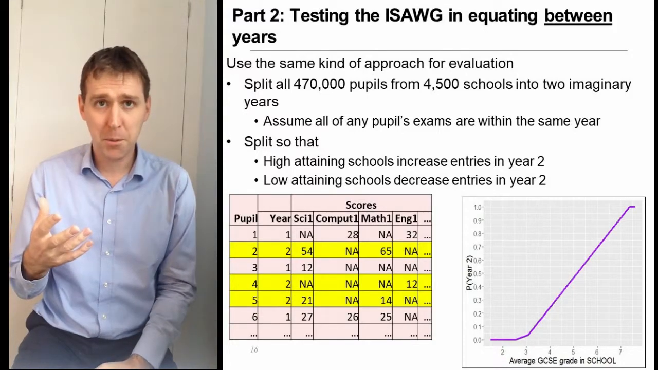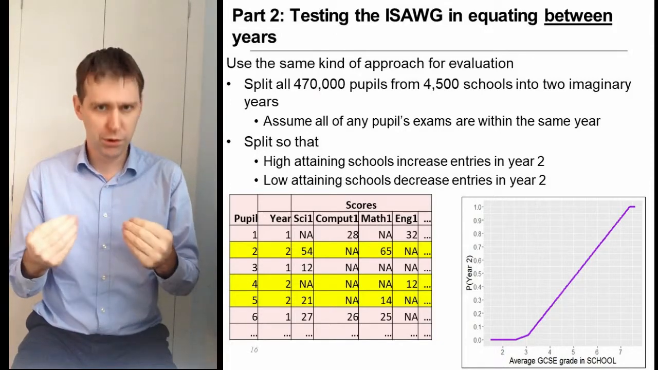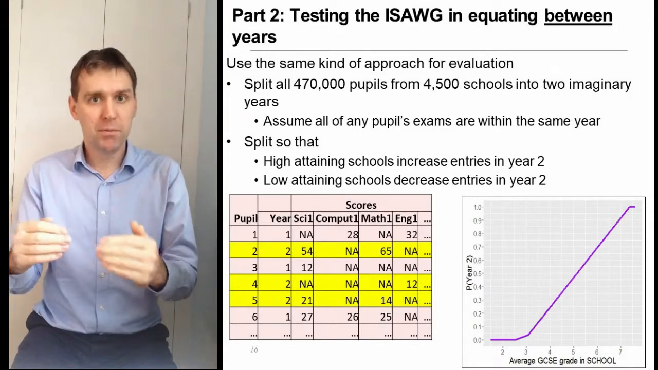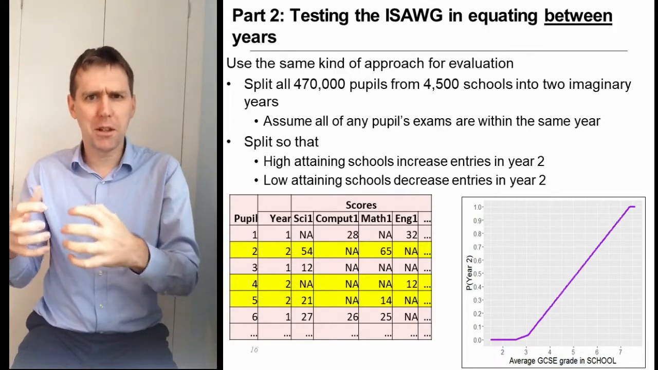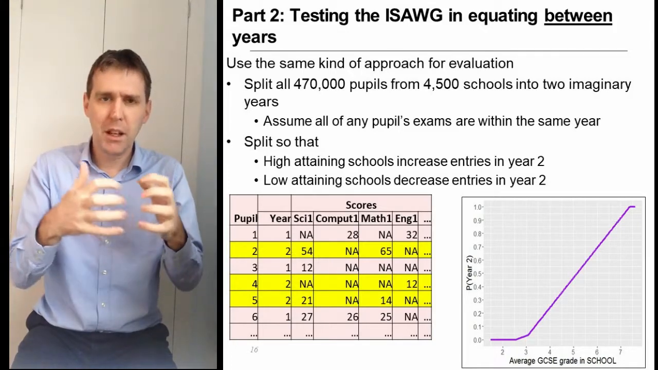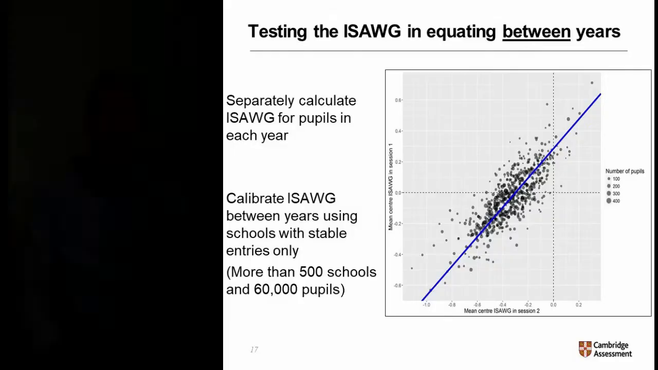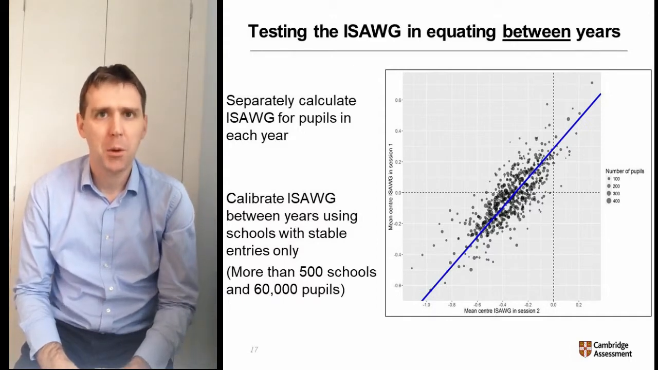And again, I'm not going to do this completely at random. I'm going to set it up so that high-performing schools, based on their average GCSEs, enter more people in this imaginary year 2, and where low-performing schools enter more of their people in the imaginary year 1. They've decreased their entry.